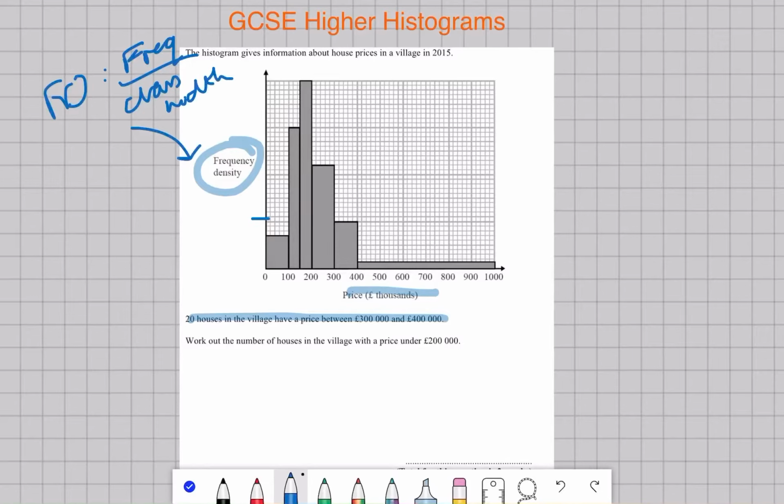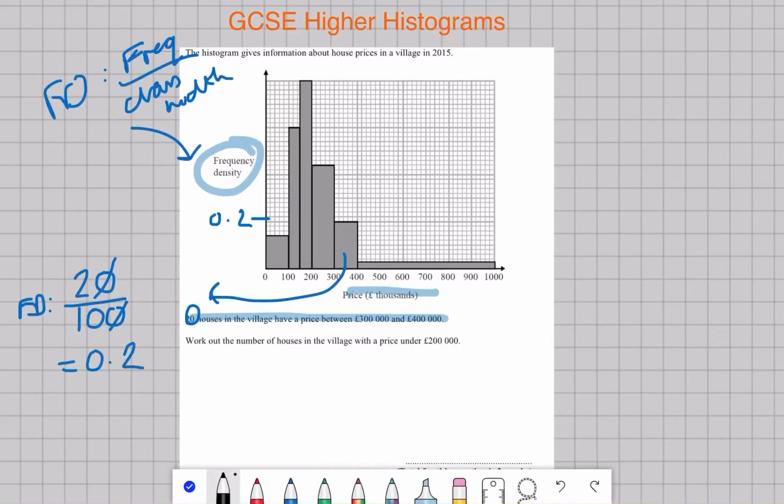Okay, so in this case, to work out the frequency density, we know that it's going to be frequency, which is 20, divided by the class width, which is 100, because the difference between 300 and 400 is 100. So the frequency density is going to equal frequency divided by the class width. 20 divided by 100, which is the same as 2 over 10, which is 0.2. So I know that at this line here, it's 0.2, and I can write that scale on.